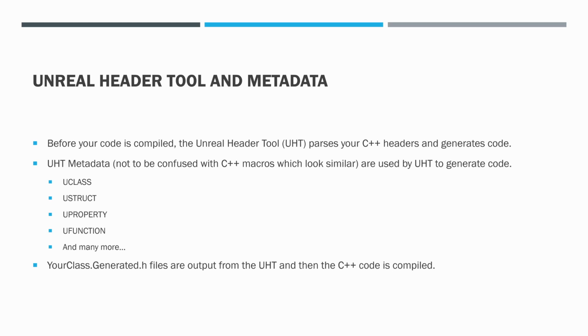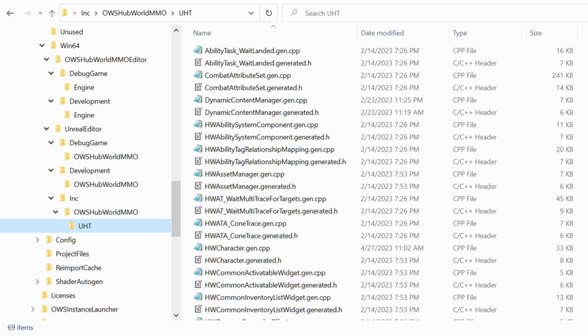Unreal Engine uses a pre-parser in front of compiling in C++. So what happens is that before your code's compiled, the Unreal Header Tool parses your C++ headers and generates code. So when you're compiling your code, you're not just compiling your code. You're first having your header file scanned by the Unreal Header Tool. It generates some extra code. Then it compiles your code plus the extra code that it generated.